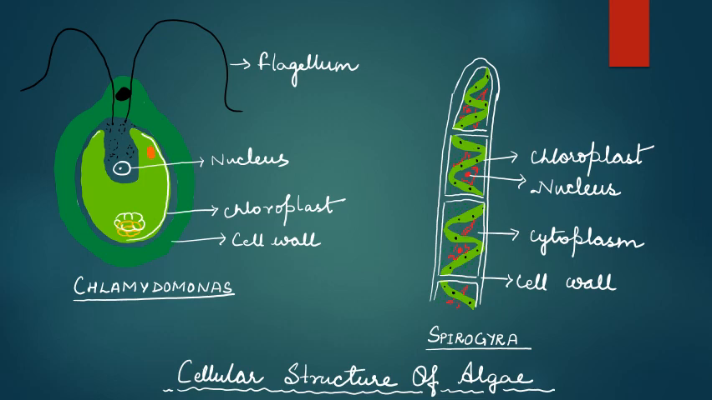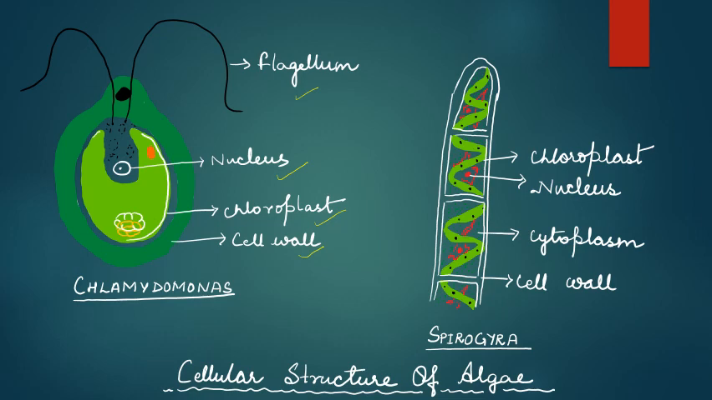Looking at the internal structure of its body, we will find the outermost covering, which is the cell wall. Inside is present chloroplast. A prominent nucleus is present and a long thread-like structure is present, which is called flagellum, and this is responsible for locomotion of this alga. It helps in the movement of Chlamydomonas.